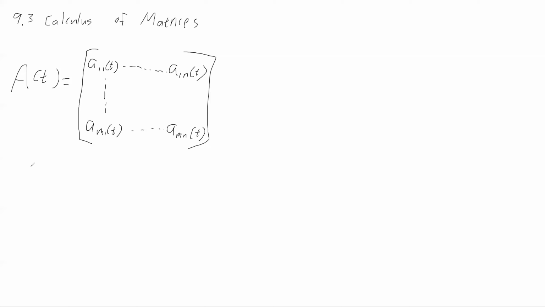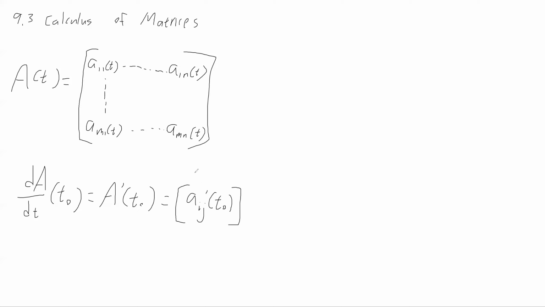And to define the differentiation of matrix A at some point t naught, that is, we want to evaluate A prime at t naught. That's the same thing as taking each entry and taking the derivative of it and evaluating it at t naught. So it's very simple. To take the derivative of a matrix, you just take the derivative of each entry, one by one.